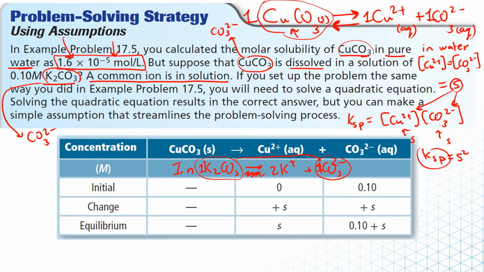So at equilibrium in water we have S and S. But in K2CO3 we are going to have S plus 0.10. من وين جاية ال 0.10؟ جاية من هذا المركب، لأن أنا ما ذوبته في المي. هذا المركب already كان فيه 0.1 مولر of CO3 minus 2. already كان فيه هاي الكمية. فالكمية اللي بتذوب اللي هي الإس لازم أزود عليها هاي الكمية.